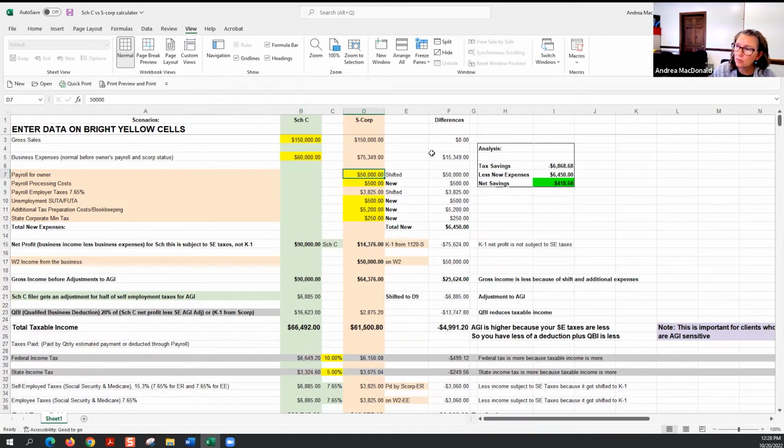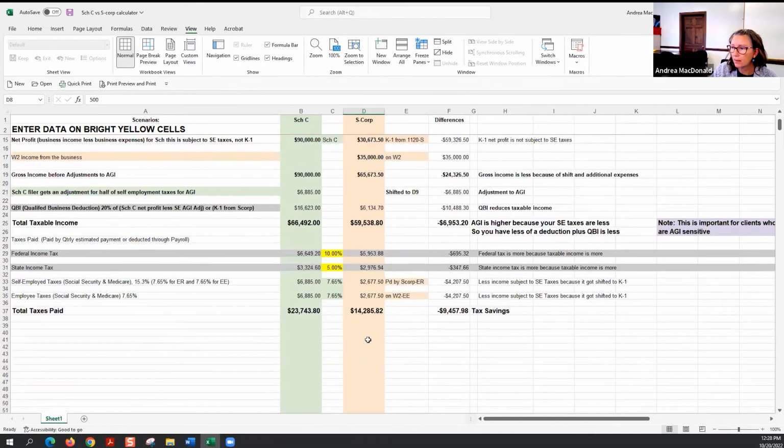And then if the business is only doing $150,000, maybe $50,000 is not reasonable salary for the owner. I don't know, you'll do that analysis. But as you can see, if we drop that down to $150,000, when we come to the bottom line, we're still at a $9,400 tax savings, but that's much lower than a $15,000, $16,000 tax savings. Part of that is just because they have less tax.